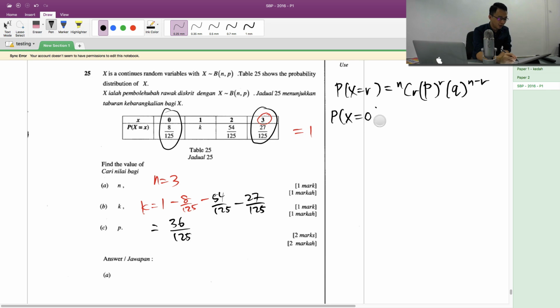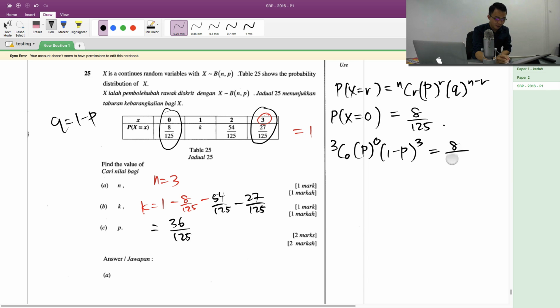When x equals 0, I will get 8 over 125. When x equals 0, my n is 3, right? So I will say 3C0, p is unknown, to the power of 0. And q, you have to know q is always equal to 1 minus p, right? So I will say (1 minus p) to the power of 3 equals 8 over 125. 3C0 is 1, p to the power of 0 is 1, so 1 multiply 1 multiply (1 minus p) to the power of 3 equals 8 over 125.